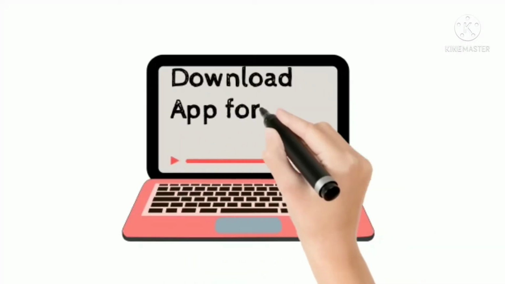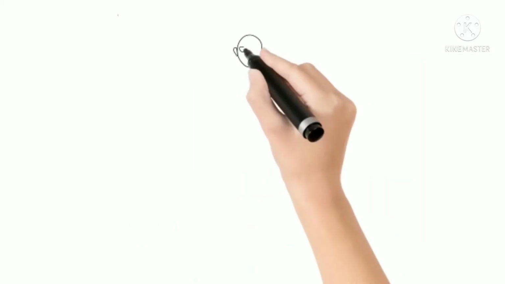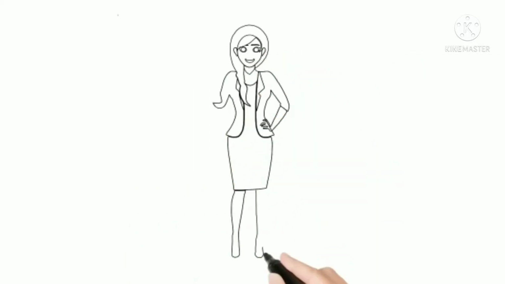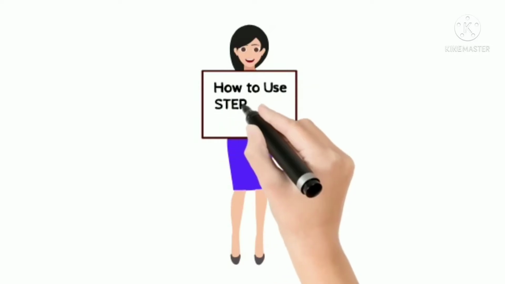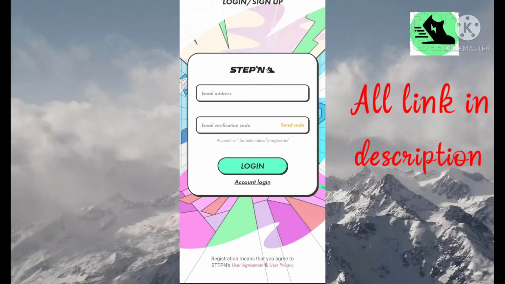As I promised, I made a video on StepN. Today's video topic is how to use the StepN app. When you open the app, you can see this page. You can put your email address and press the send code button. You receive a 6-digit code, put in the code and press login.